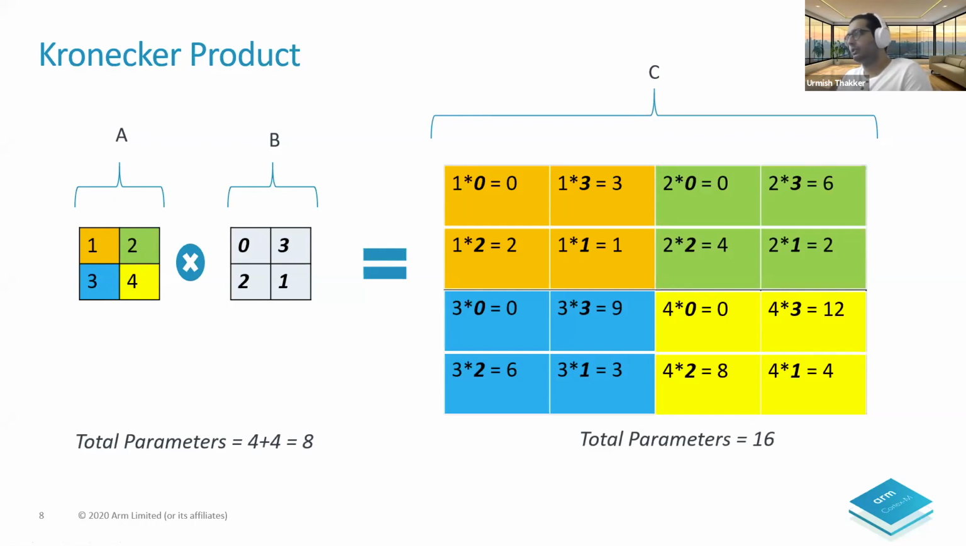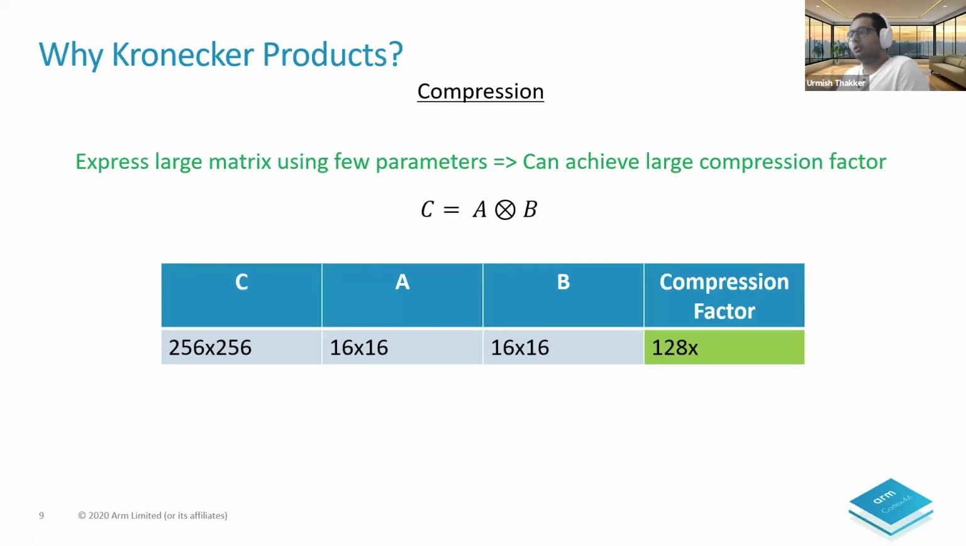Ideally, C would have required 16 parameters because it is 4 cross 4 size, but because C is created from A and B, you now only require 8 parameters. The way C is created, the thing to remember is that the elements in A and B influence multiple locations in C. So 1 here influences 4 locations, and similarly other values. So now we saw 2x compression, but the power of Kronecker products lies in the fact that as the matrices get bigger and bigger, the amount of compression also gets larger.